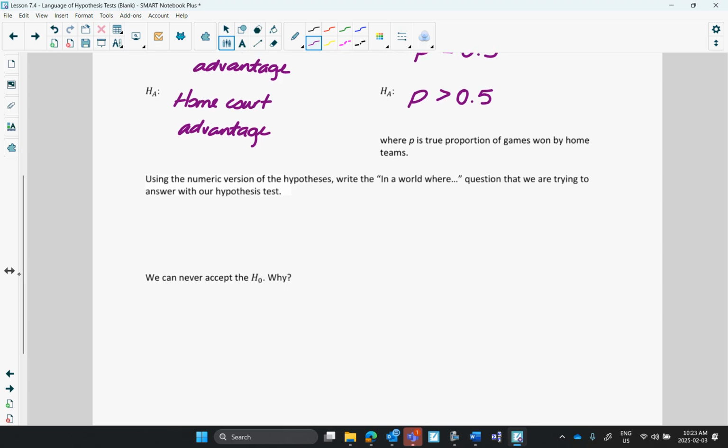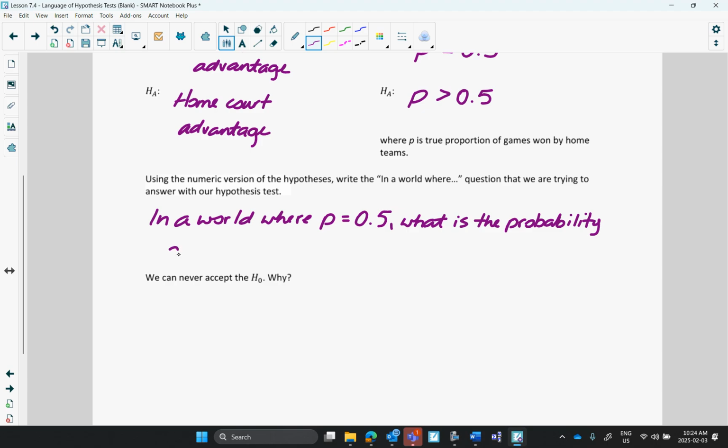So, in a world where the true proportion that wins the games is 50%, what is the probability, or what are the chances of our sample proportion being 56%, which means the true proportion would be greater than 0.5. Okay.